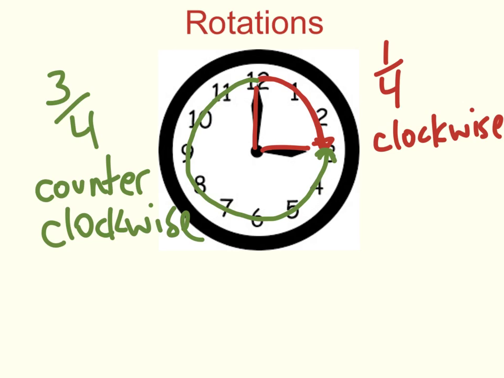So you have to be thinking, which way are we turning it? And that's why the rotation arrow is so important. If you see an arrow that is moving clockwise, like this, you have to call it clockwise. But if it's moving this way, that's counterclockwise.